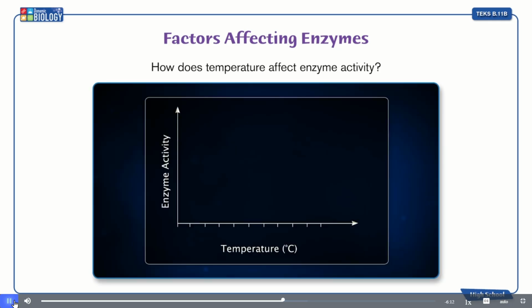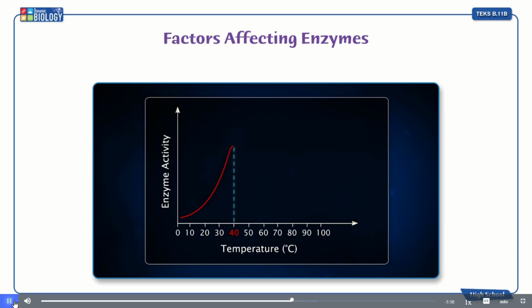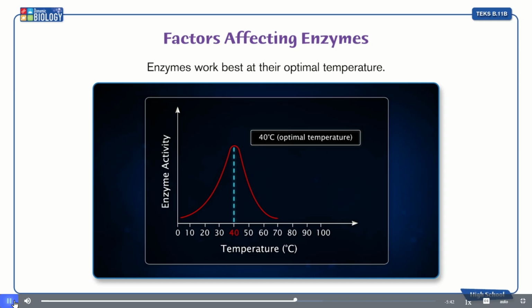This graph illustrates the relationship between temperature and enzyme activity. Imagine that we're studying a hypothetical enzyme. We find that as the temperature rises, the enzyme's activity level increases until the temperature reaches 40 degrees Celsius. When the temperature rises past 40 degrees Celsius, the enzyme's activity begins to decline. So, 40 degrees Celsius is this enzyme's optimal temperature. That is, the temperature at which the enzyme is most active in catalyzing reactions.